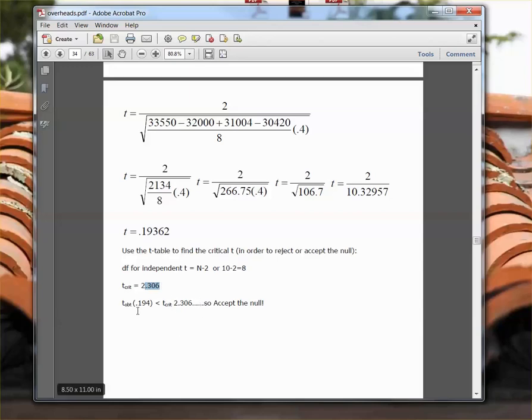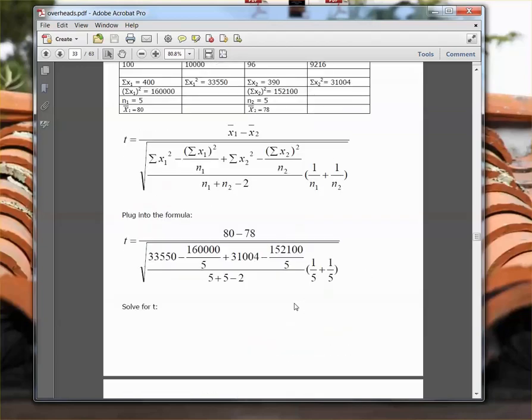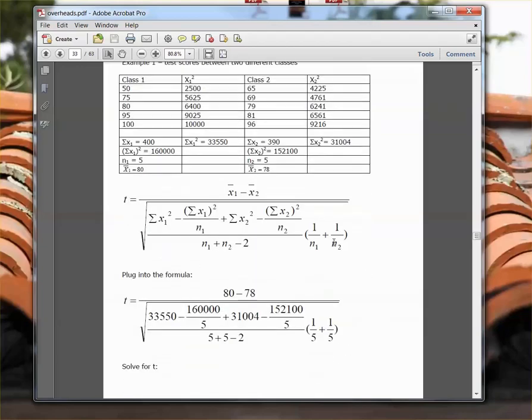So we compare them. Our t obtained is less than our t critical, so we accept the null hypothesis. And that's what we're going to do for any independent t-test. It's basically the same thing. You just plug your data into there.